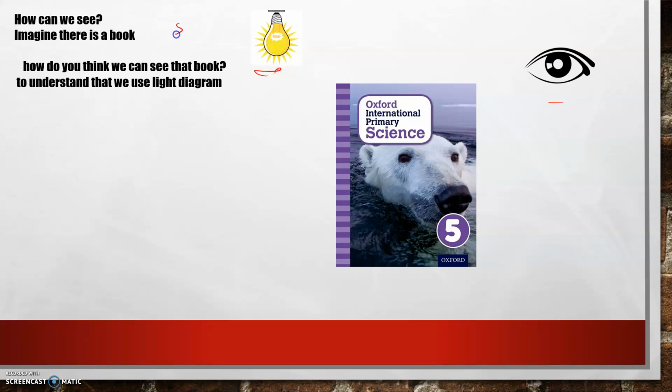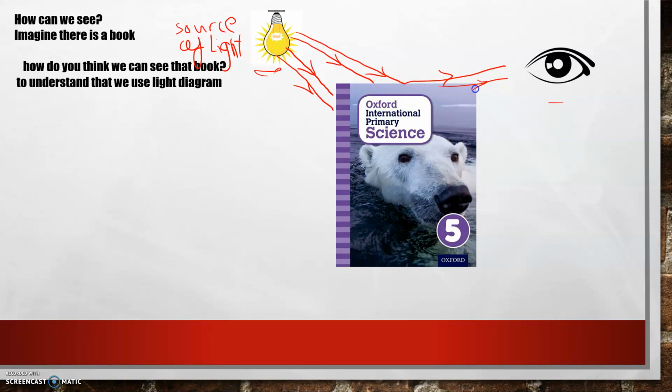This is a source of light. So the light falls from that source of light in straight lines, as we have learned. And then what happened? That book actually reflects the light back to your eyes. So this is how you can see a book.